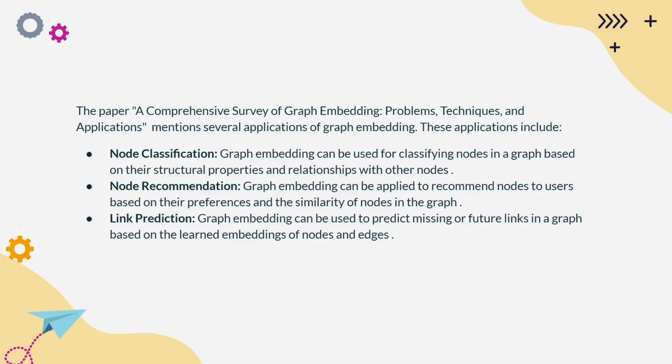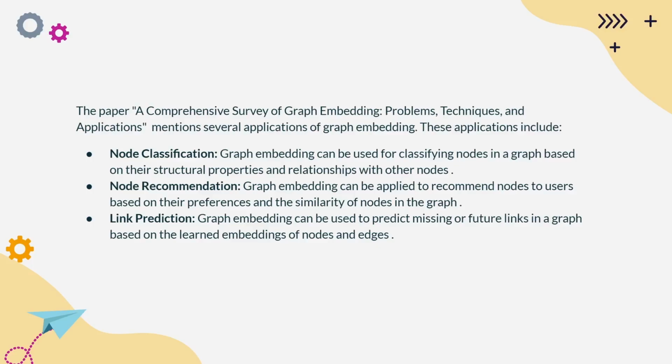It has discussed a number of applications. The first one being node classification. Graph embeddings can be used for classifying nodes in a graph based on their structural properties and relationship with other nodes. Usually, methods like SVMs can be used for these purposes. Node recommendation. Graph embeddings can be applied to recommend nodes to other users based on their preference and the similarity of nodes in the graph.